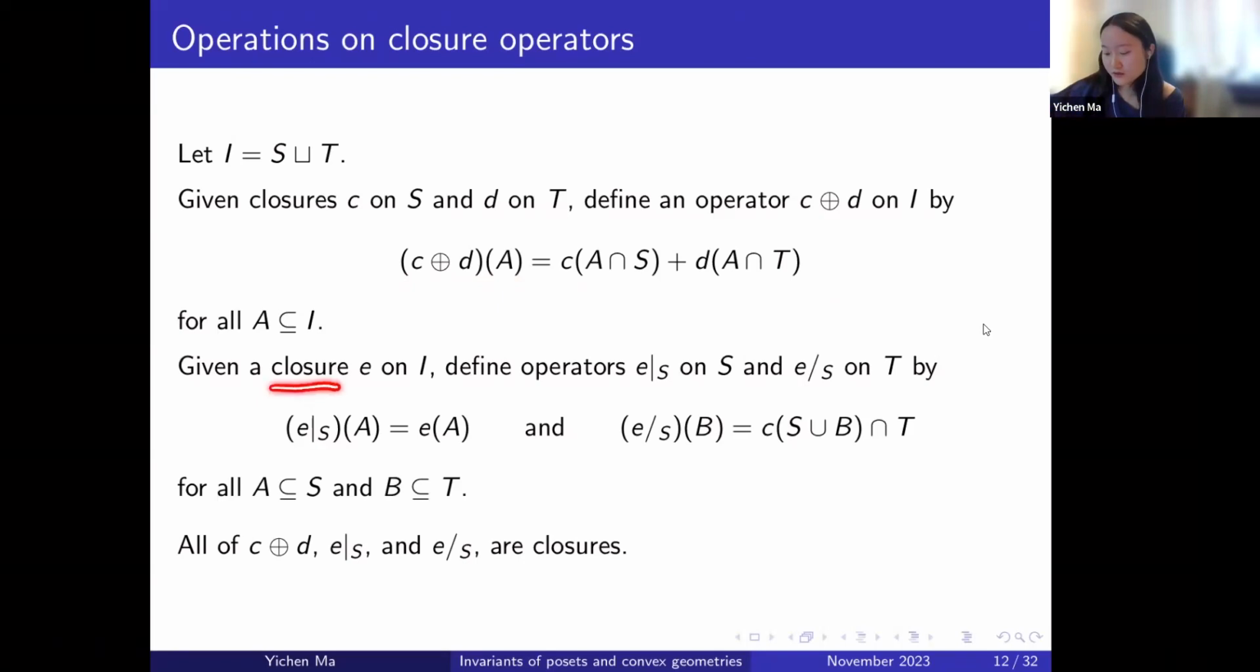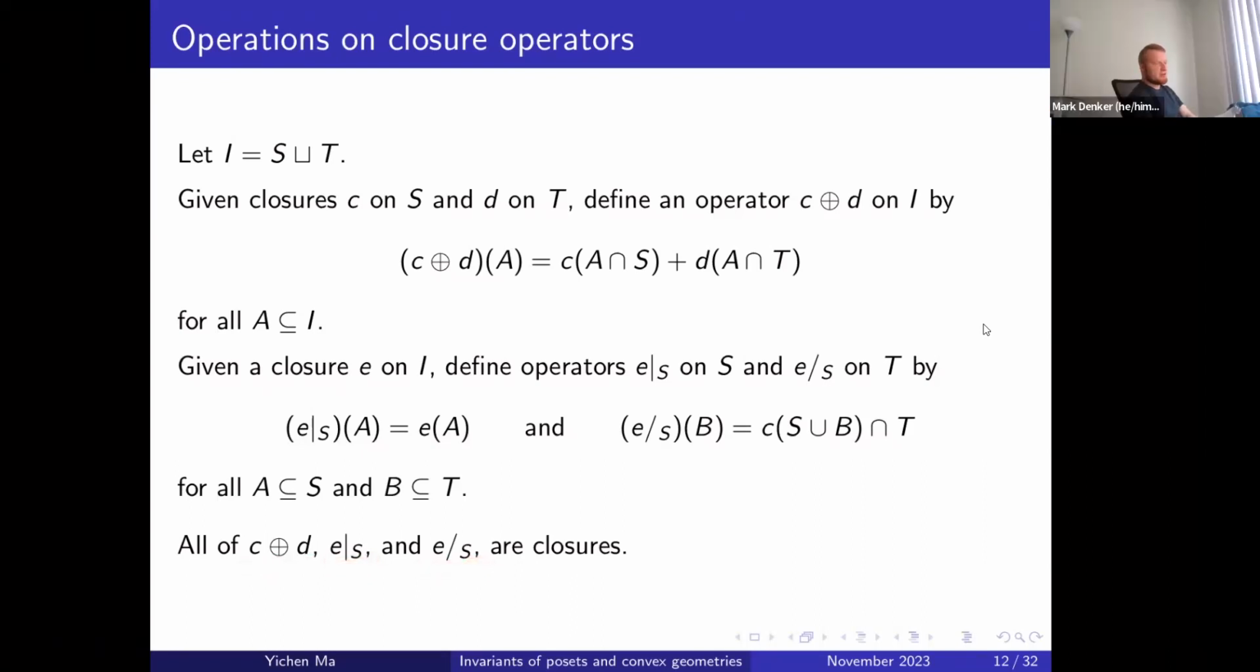And if we have a closure on the set I, then we're able to determine a notion of restriction and a notion of contraction on S or on T. For the restriction, we just restrict the operation on A. And for the contraction, if we have some B in T, we first compute the closure of B union S, and then we subtract S, that is, we intersect the result with T to guarantee that what we obtain is in T. If we check the axioms, we get that the direct sum, the restriction, and contractions are all closure operators.